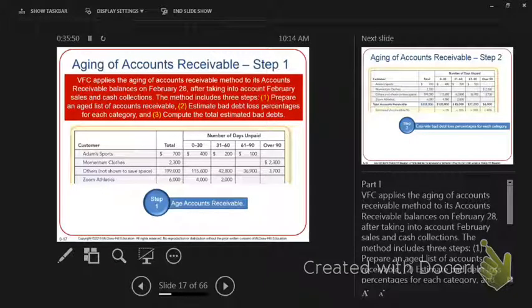All right, what about Momentum Close? We're not selling them anything. All right, it's over 90 days. All right, let's go down to Zoom Athletics. Are they in good standing? Yeah. All right, 4,000 and 2,000. Yeah, we're going to keep an eye on them.